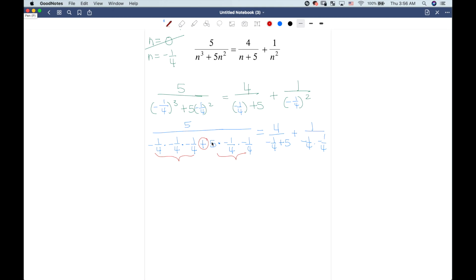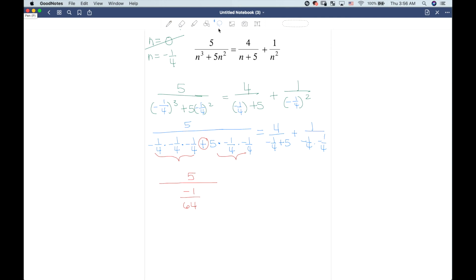When you multiply fractions, you just have to multiply straight across. So the numerator stays the same. So 5 divided by negative 1 times negative 1 is positive 1. Positive 1 times negative 1 is negative 1. 4 times 4 is 16. 16 times 4, 64. Plus sign. Don't forget that.